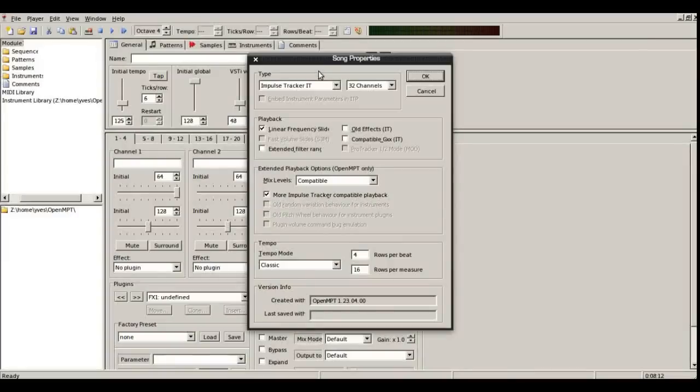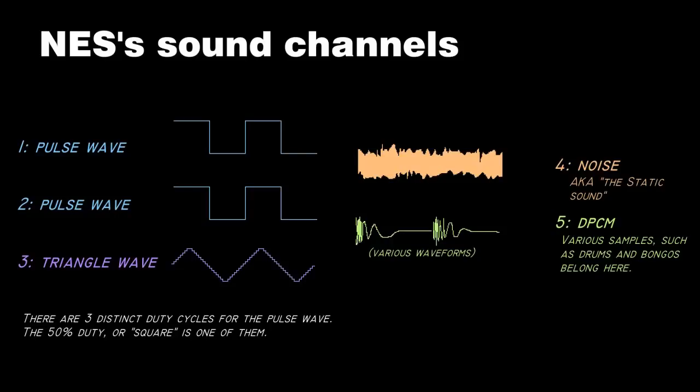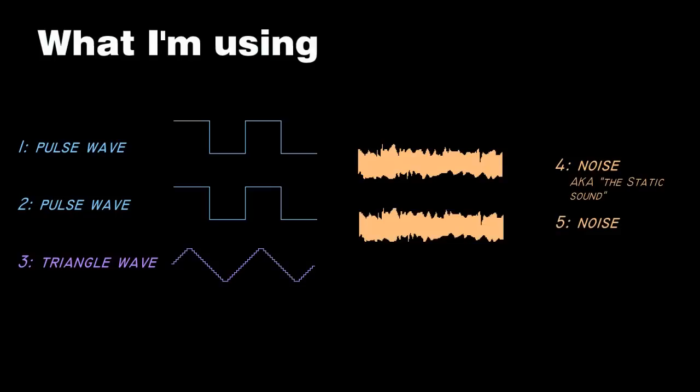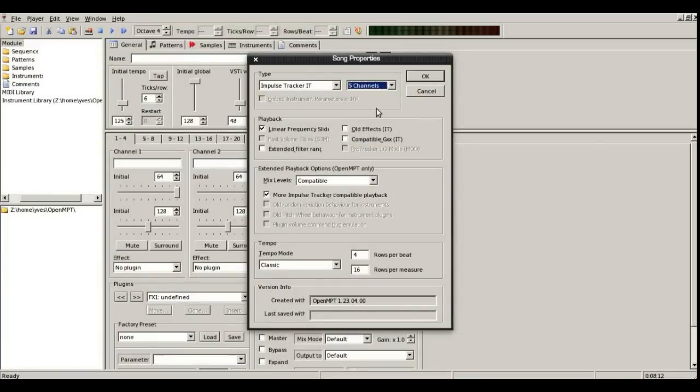Pick the number of channels from 1 to 127. The NES uses 5, and the Game Boy uses 4. I normally use 5 to 8 channels, but we'll start with 5. 8-bit, but non-NES.